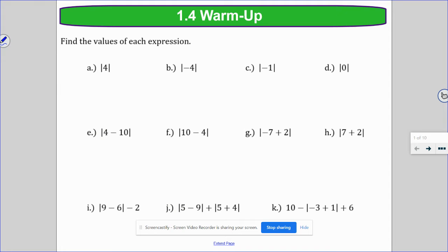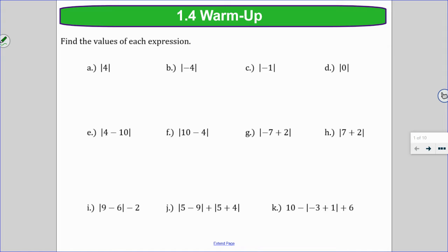Okay, we are starting lesson 1.4, solving absolute value equations. And here is your warm-up. So I want you to pause this video and try these problems and then hit resume once you've completed all these problems. Okay, welcome back.